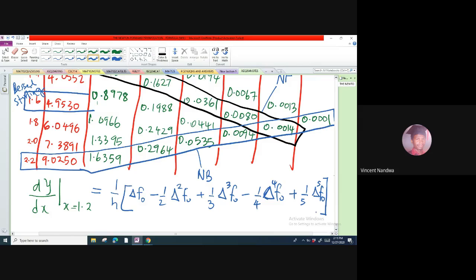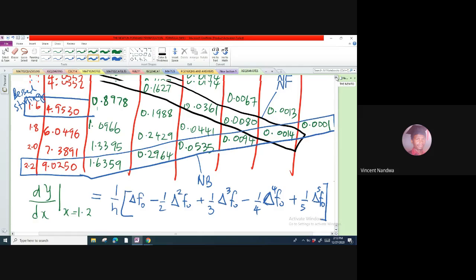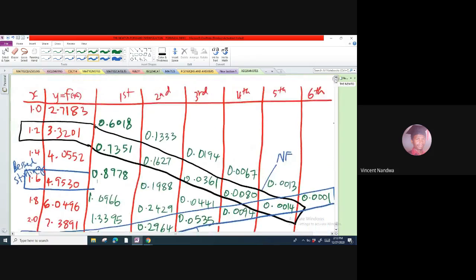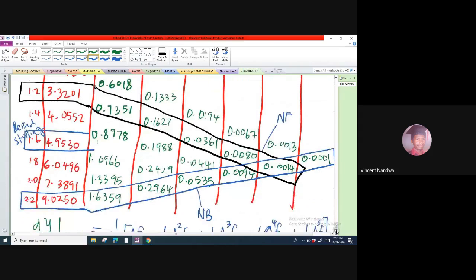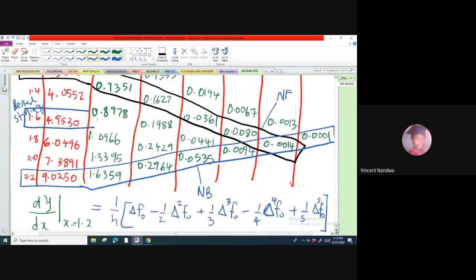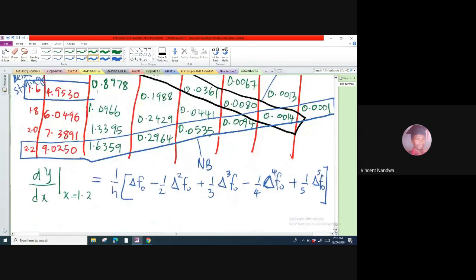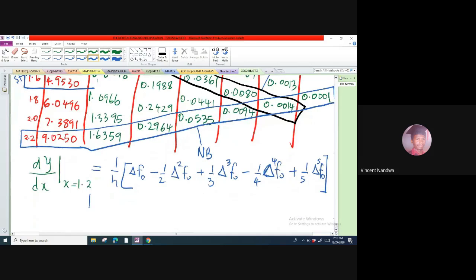So we reach 5 because we have up to fifth difference from our table. So this becomes the first, second, third, fourth, fifth. So therefore, replacing in the values we'll have h, which is simply given by the distance between two consecutive mesh points, which obviously is 0.2.